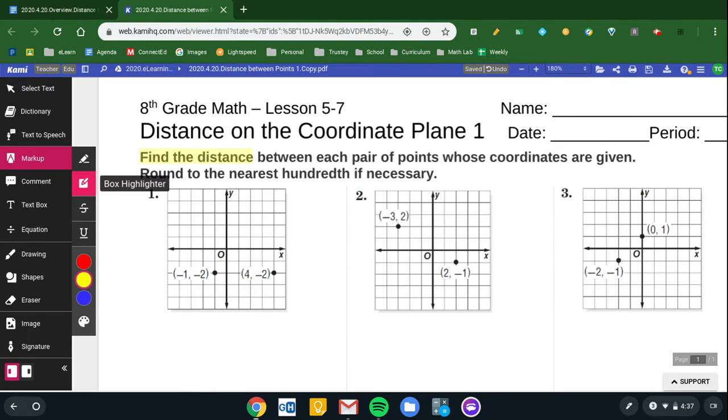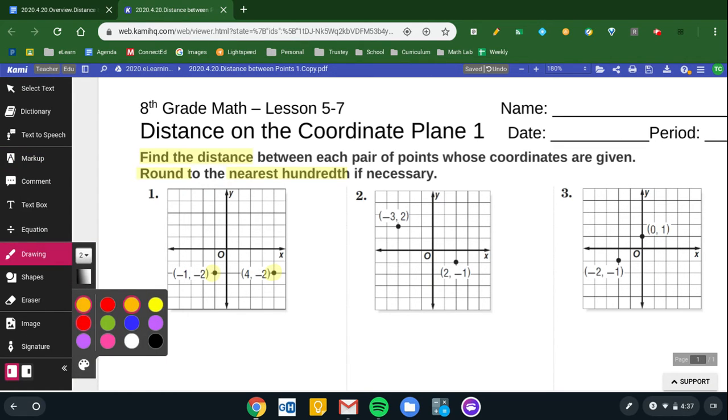Step number 1, find the distance between each pair of points whose coordinates are given. Round it to the nearest hundredth if necessary. Now I'm going to take a look at the very first problem. It's got 2 points on here, -1, -2 in the third quadrant, 4, -2 in the fourth quadrant.